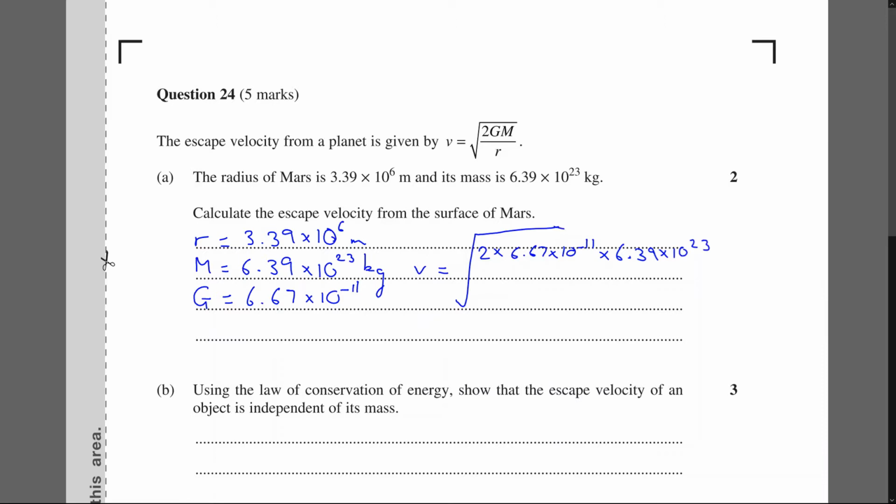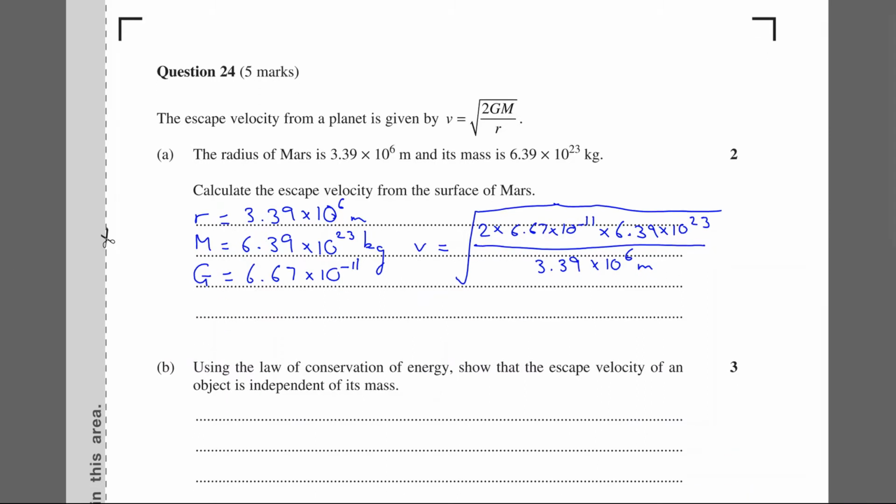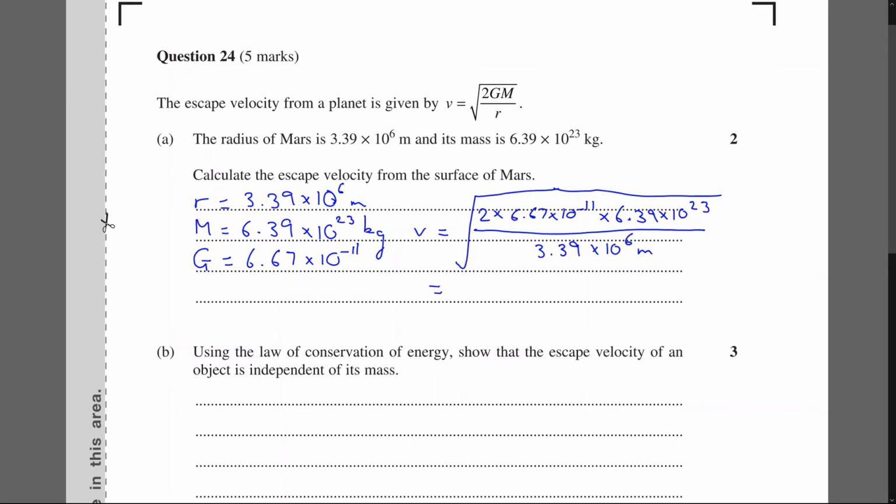If I extend that out, there we go. And that's all over 3.39 times 10 to the 6 meters. And if I plug that in my calculator, I get my escape velocity is equal to 5,014.5 meters per second.